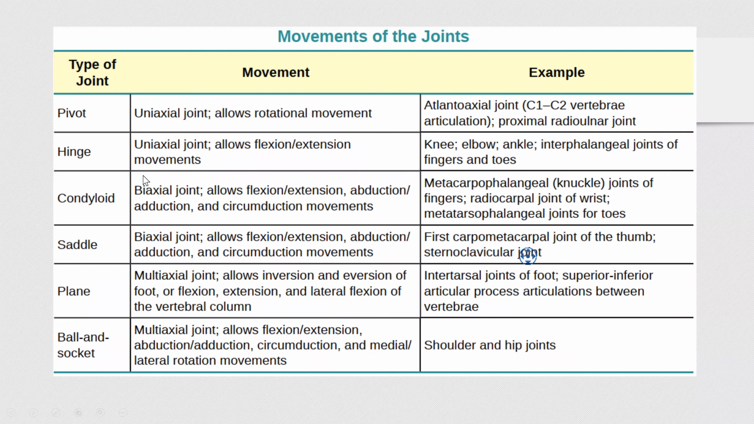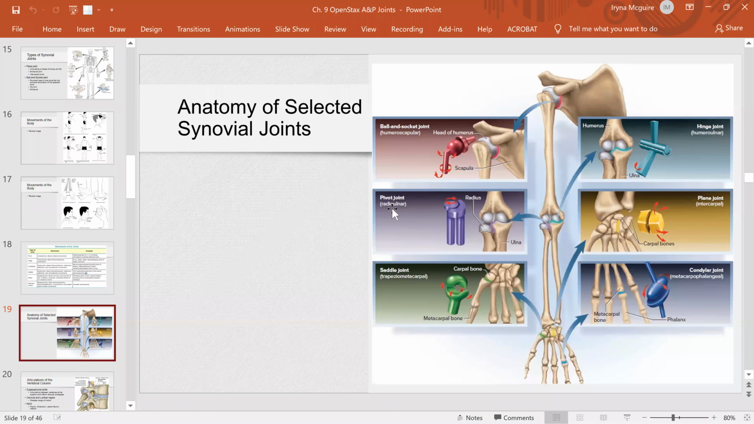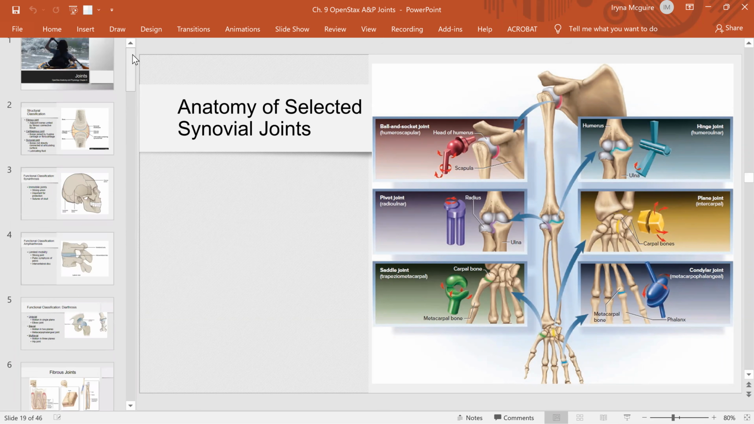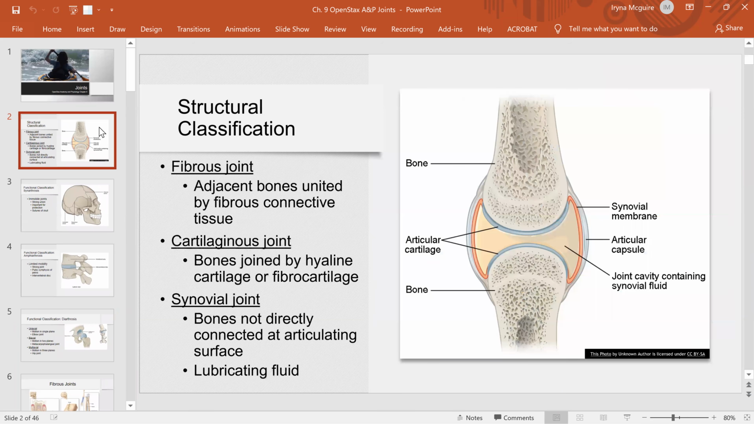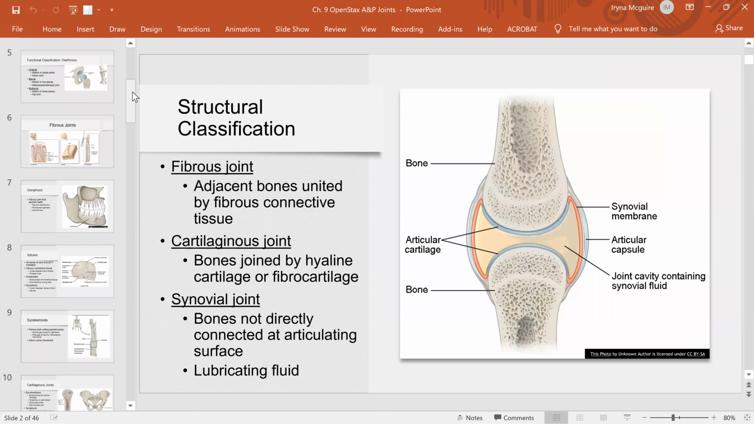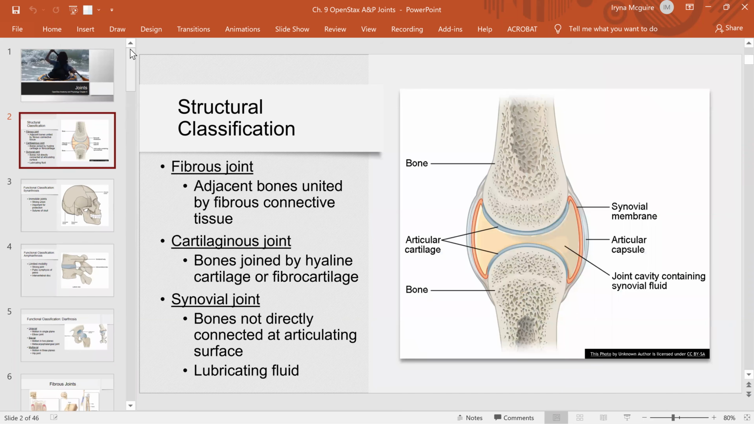So here we have pretty much the summary of the types of joints: pivot, hinge, condyloid, saddle, plane, ball and socket, with a description of the joint and some examples, and that's pretty much the end of our first part of the lecture. After that, I'm going to record a separate video about the anatomy of selected synovial joints. Otherwise, this video is really long, and I try to make it as short as possible. But before we finish up, let's summarize what we covered.